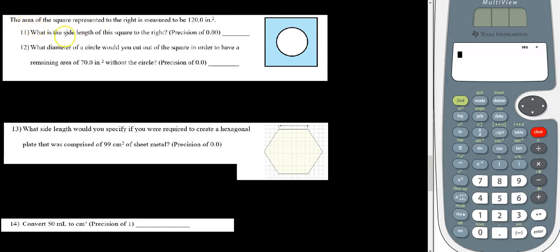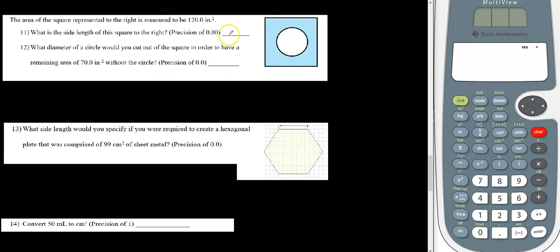So, question 11 asks, what is the side length of the square to the right? Before that, we're given information: the area of the square represented to the right is measured to be 120 inches squared. And we know it's a square, so this side and this side will be equal.